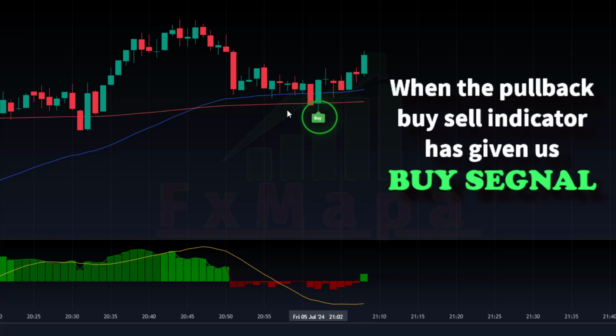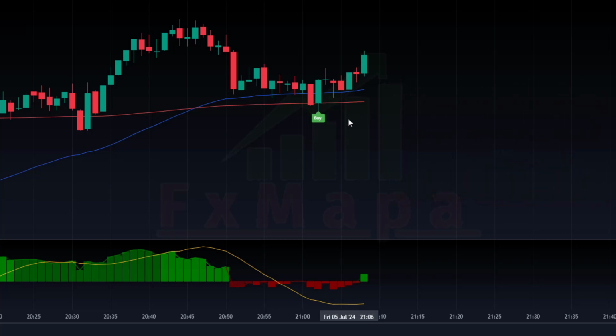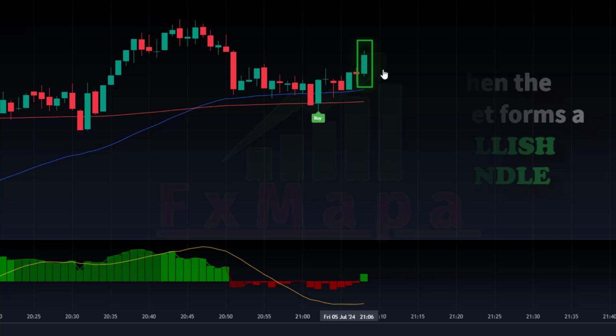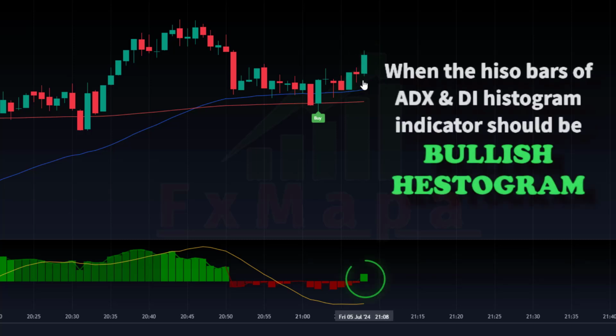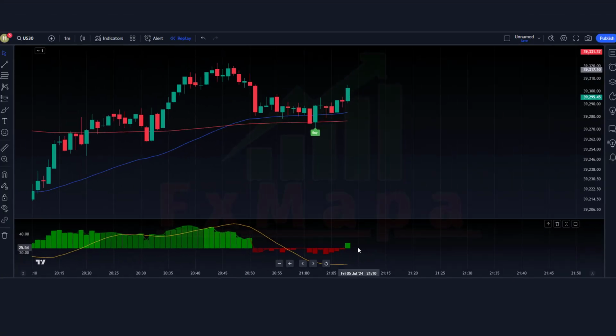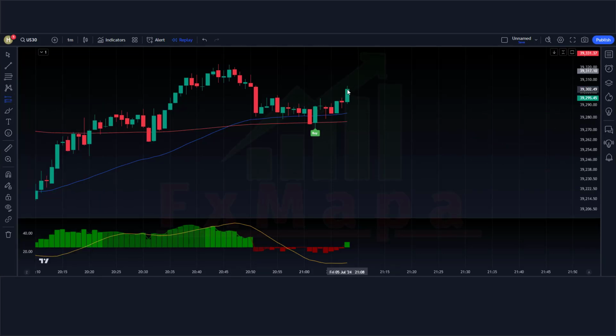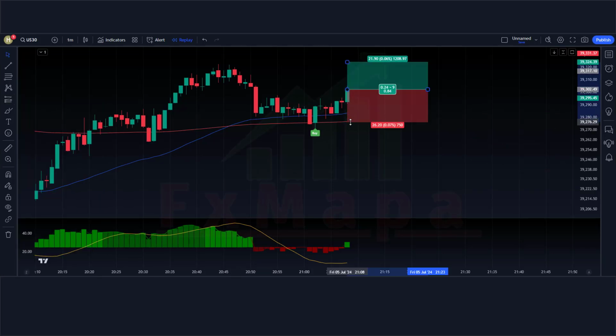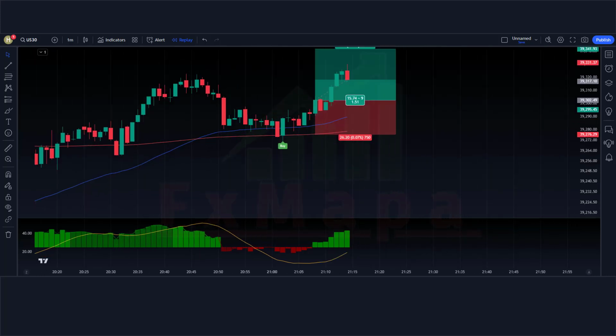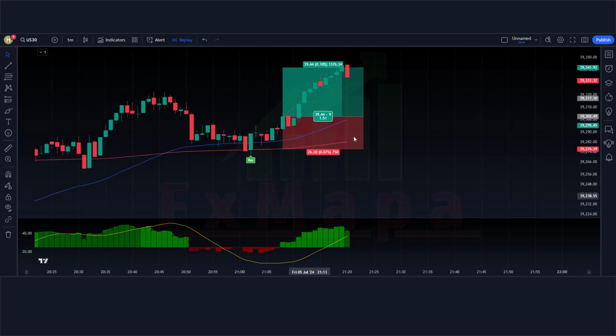When the pullback by sell indicator has given us buy signals. When the market forms a bullish candle. When the histogram of ADX DI Histogram indicator should be bullish histogram. If this condition is fulfilled, then we will place buy order. Our stop loss will be placed at the pullback by sell indicator of EMA2 line. And the risk to reward ratio will be 1:1.5. The market has completely hit the target.